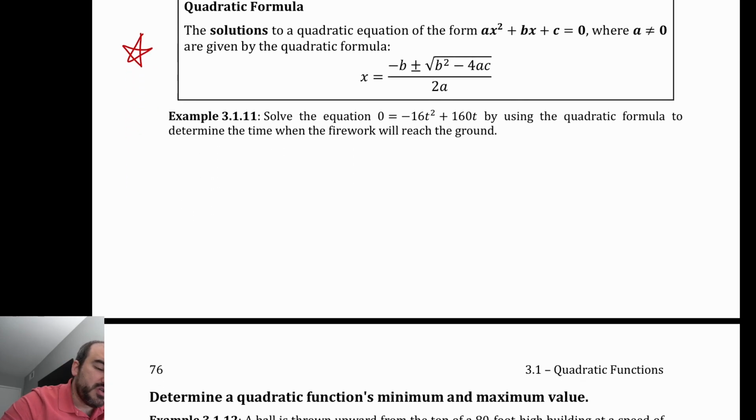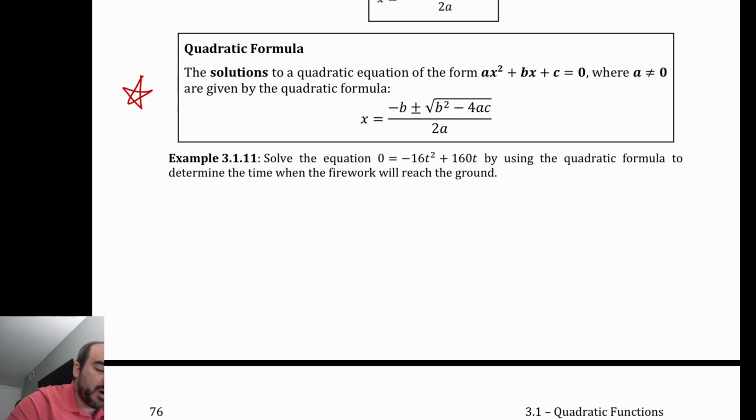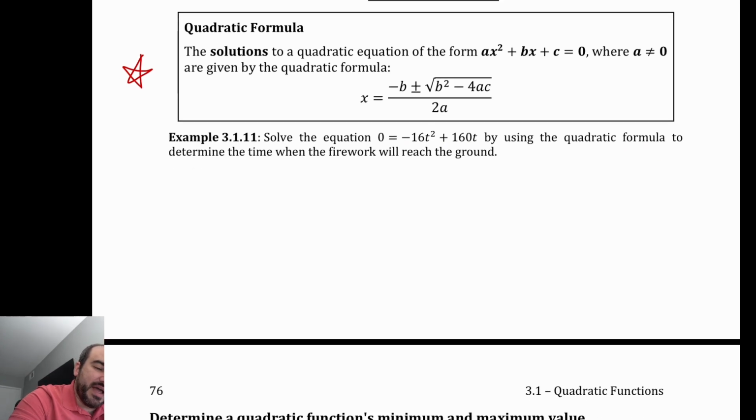So we can do the same problem with the firework to figure out when the firework reaches the ground, but we want to use the quadratic formula now. So let's identify the a and the b and the c, and then we'll plug it into our quadratic formula. So 0 equals negative 16t squared plus 160t. What's my a? Negative 16. Good, that's the a. What's the b? 160. Good, what's the c?